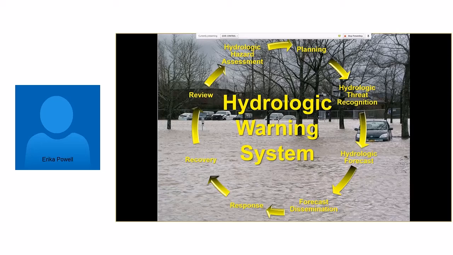Once you have a forecast, it needs to get disseminated to the right audience and right people. And then the plan comes into play in dictating how your community responds to the flood. Once the flood response has finished, you move into recovery phase, then review what the heck just happened to us, figure out how to do it better, perhaps reevaluate your hydrologic assessment again to decide that, you know, if that was the second 100-year flood this week, maybe that wasn't a 100-year flood, it's something else. So you need to reevaluate that and incorporate that into the planning process, and you start the process anew.